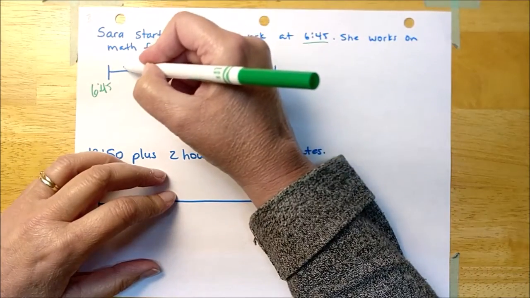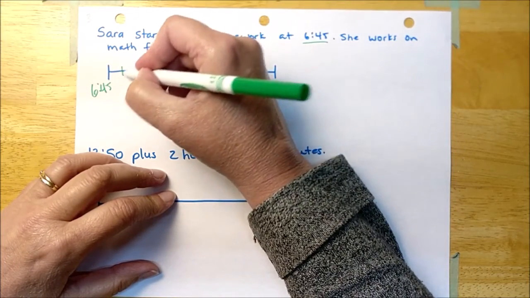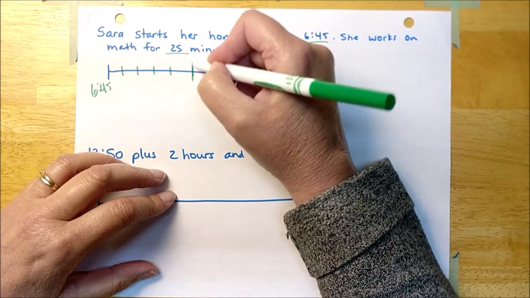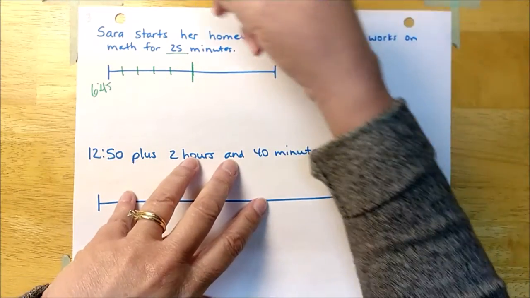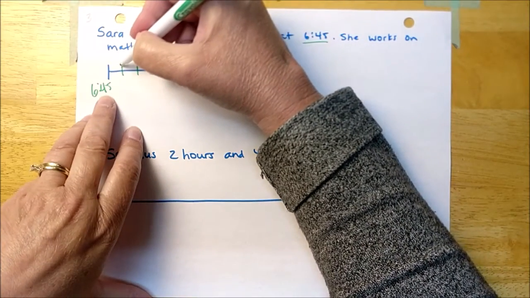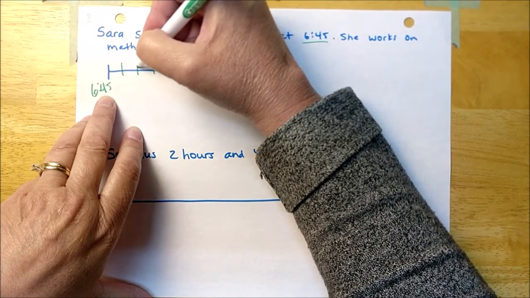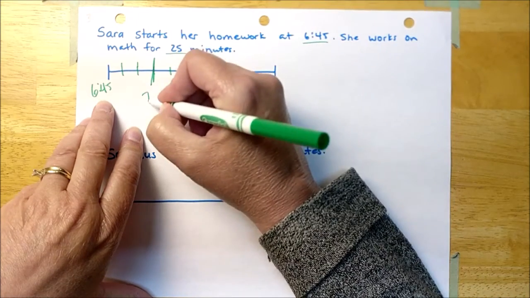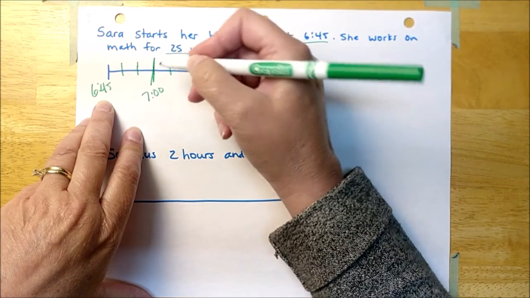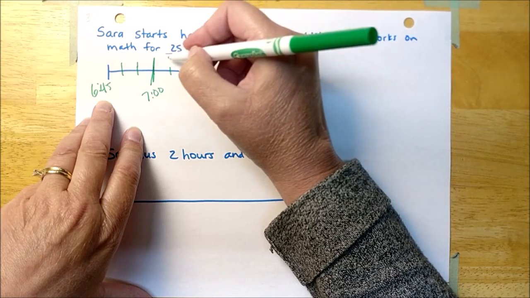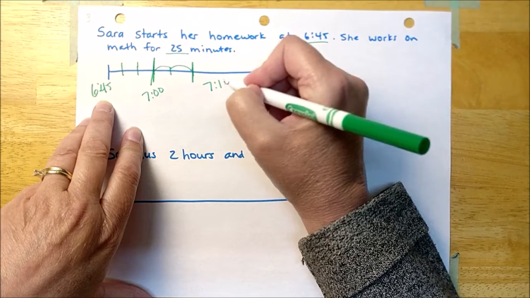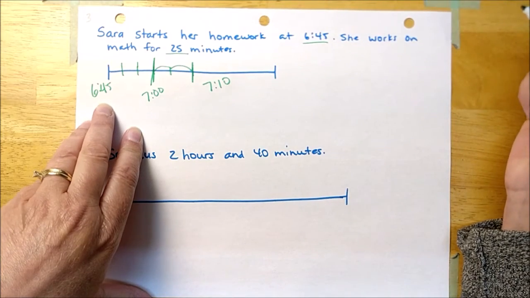I'm going to count by 5s till 25. So I got 5, 10, 15, 20, 25. So this is the time she has done her work. So if I'm going to count from 6:45, this would be 6:50, 6:55. This one right here would be 7 o'clock. And past 7 o'clock, I'm going to go 5, 10. So she would be finishing her work at 7:10.